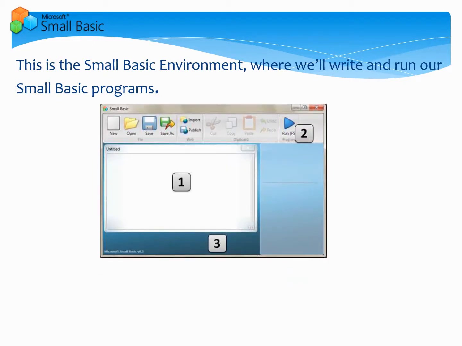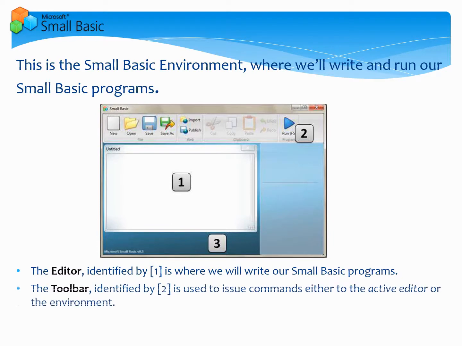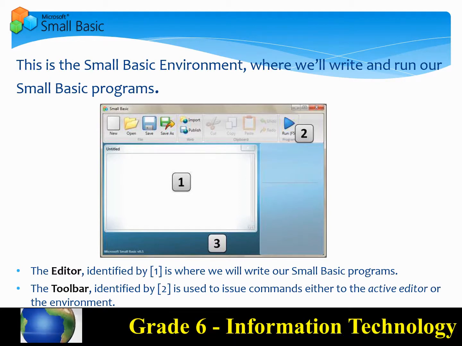Number one is what we call the editor. If we want to write a program in Small Basic, we have to write in that area. Number two is the toolbar. It is where we take tools, commands, and activities, and select from that section. Number three is the surface, a place where all the editor's windows go. Those are the main components of the Small Basic window.